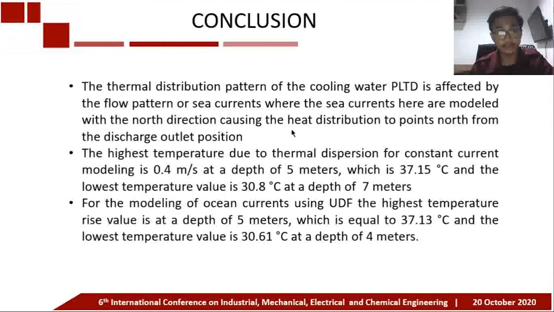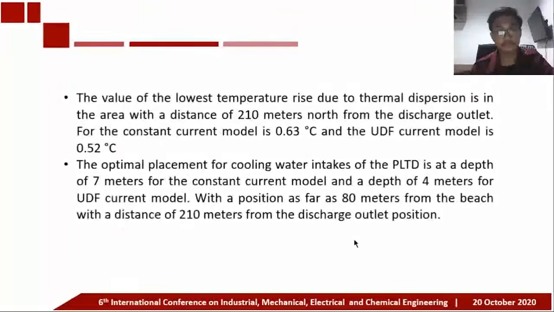The second is that the highest temperature due to thermal dispersion for constant current modeling is at the depth of 5 meters, which is 37.15 degrees Celsius, and the lowest temperature value is 30.8 degrees Celsius at the depth of 7 meters. For the modeling of ocean current using UDF, the highest temperature rise value is at the depth of 5 meters, which is equal to 37.13 degrees Celsius, and the lowest temperature value is 30.61 degrees Celsius at the depth of 4 meters.